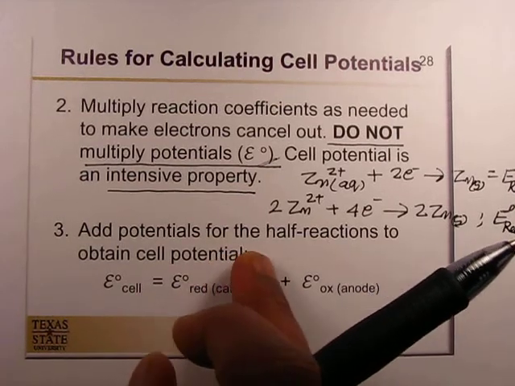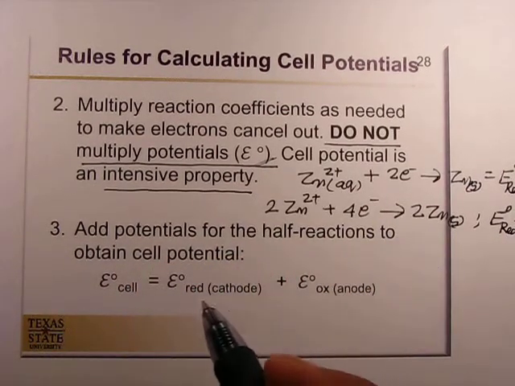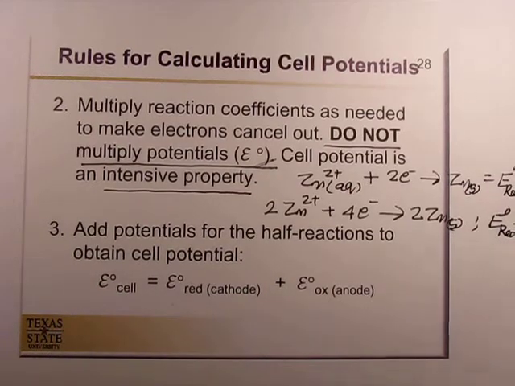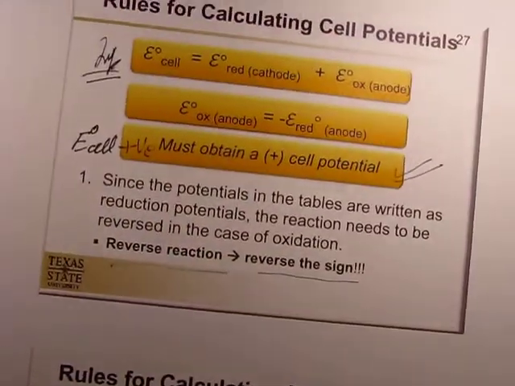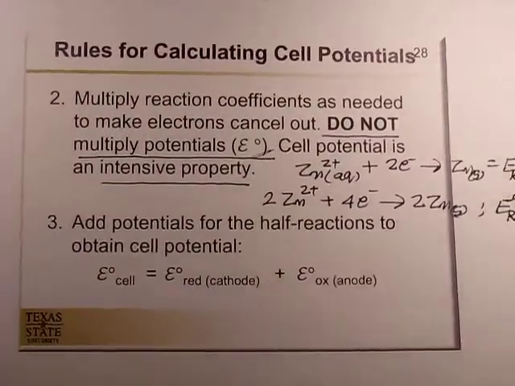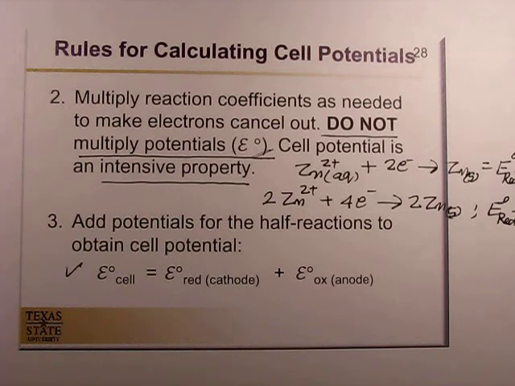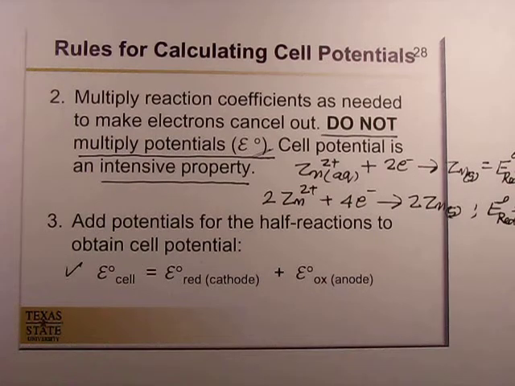Add the potentials for the half reactions to obtain the cell potential. As we have seen in the previous slide, we have to add these two potentials to get the final cell potential value. So these are the three important rules we will follow to calculate the cell potential.